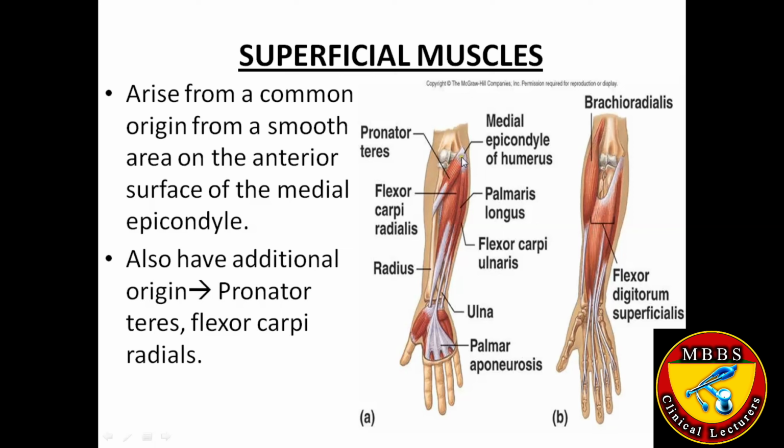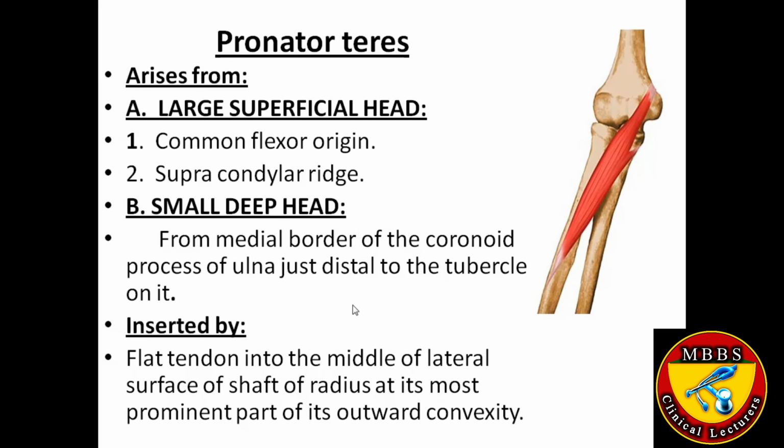Besides the origin of the common flexor, an additional origin of pronator teres and flexor carpi radialis is also present, but mainly the superficial flexors arise from the medial epicondyle, which is termed the common flexor origin. Now the most lateral muscle of the anterior compartment in the superficial group is the pronator teres.